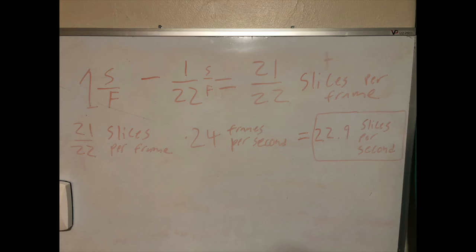that it was almost going at, which puts the speed at 21/22 slices per frame. Then you multiply that by 24 frames per second, and you get the final answer of 22.9 slices of cucumber each second. Final answer.